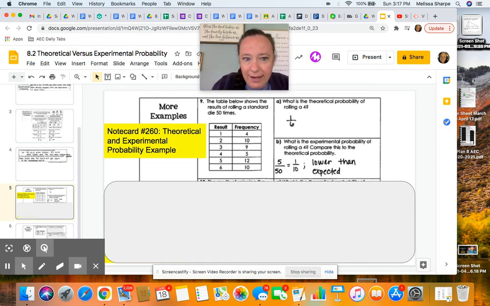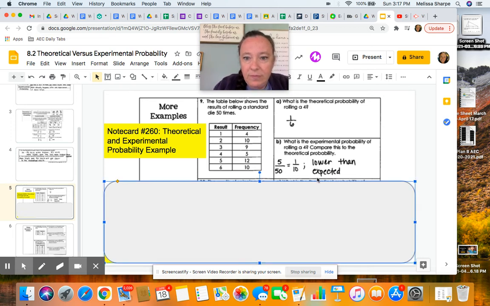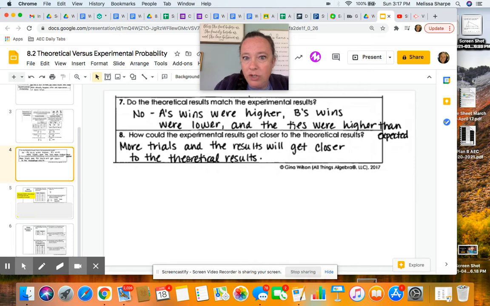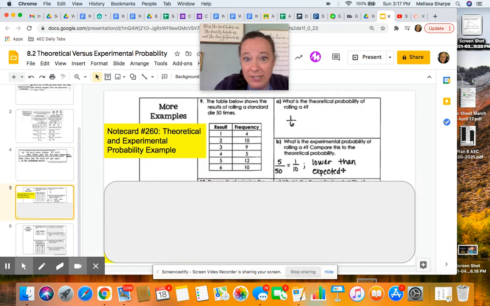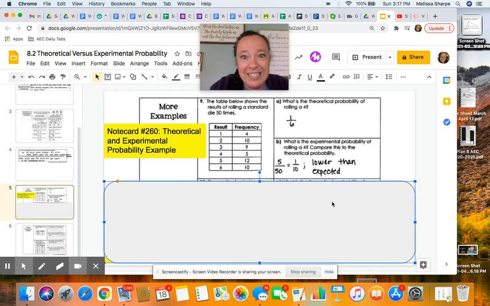Okay. What could get this experimental probability closer to the theoretical probability? We just talked about it in the last video. Have more trials. Now, I know we had 50 trials here, but the more trials you have, the closer your experimental gets to your theoretical. So go ahead and pause me and finish up note card 260.